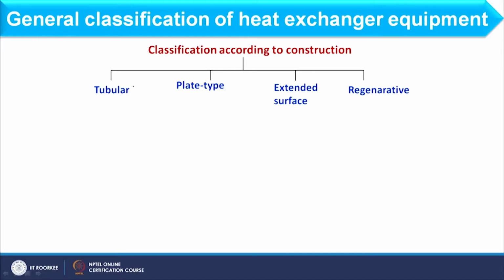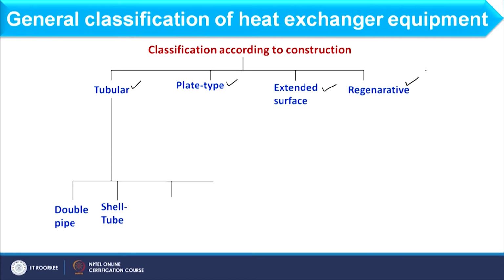Further, we are considering the classification according to the construction of heat exchanger. First one in this category is the tubular exchanger, then plate heat exchanger, extended surface exchanger, and regenerative type exchanger. Fine. So, let me first focus on tubular exchangers. A very common heat exchanger in the tubular category is the double pipe heat exchanger, which is the simplest type of heat exchanger you can understand. Next, we have the shell and tube heat exchanger, which is also very common in chemical industries, and spiral tube type and pipe coils.